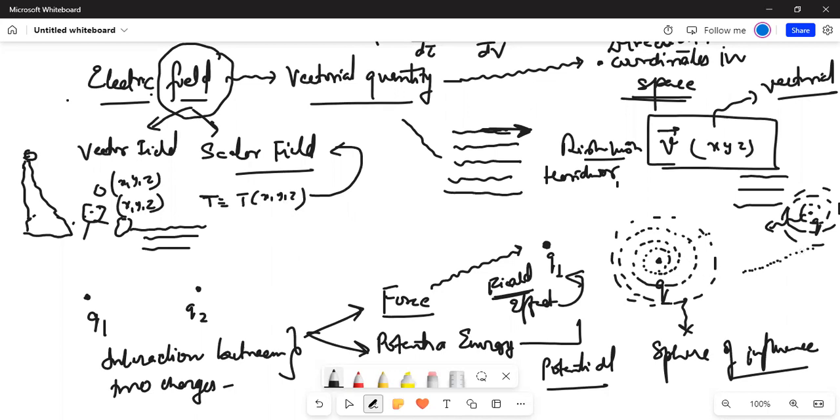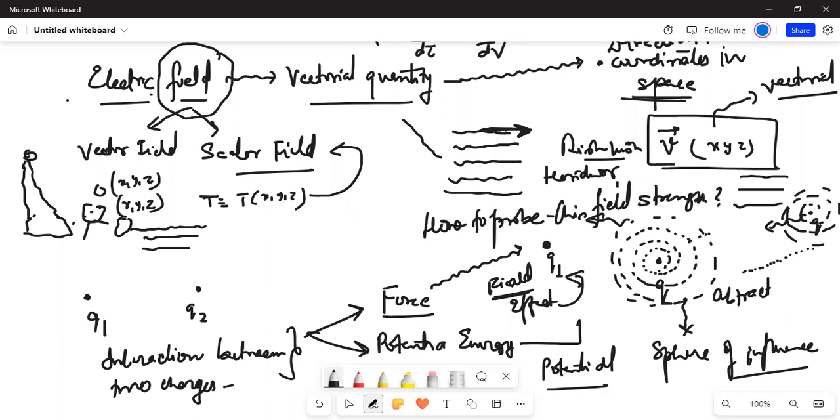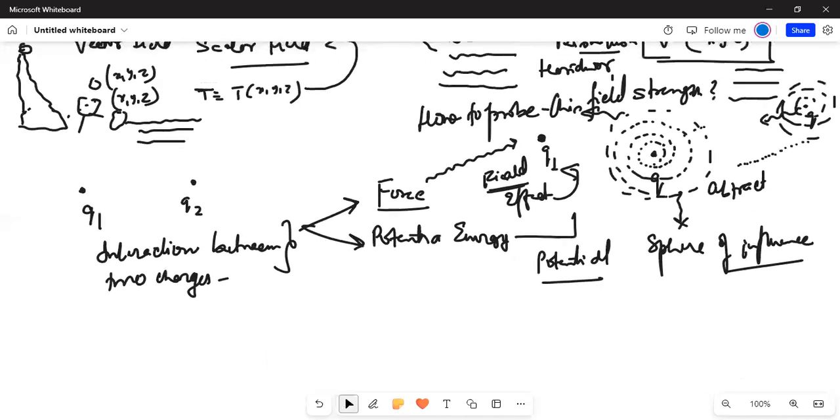Okay, and another thing that you need to understand is this. Now, this is in a very abstract sense that you are saying. So the question arises: how to probe this field? Or how to probe this field strength? This is very much clear that if you bring a charge very close to this charge Q, it is going to feel a very strong force of repulsion, provided they are of the same sign. So how to probe this field strength?